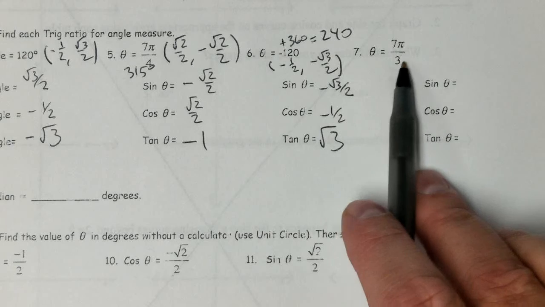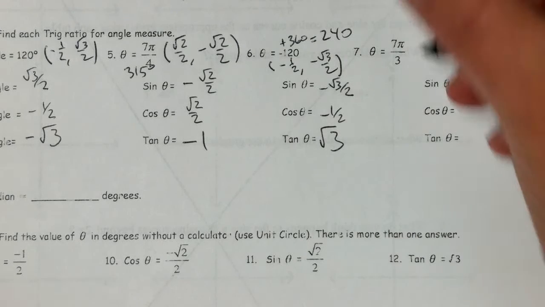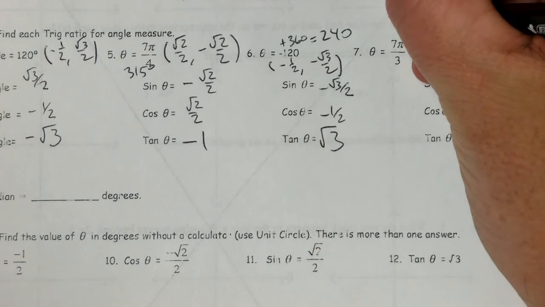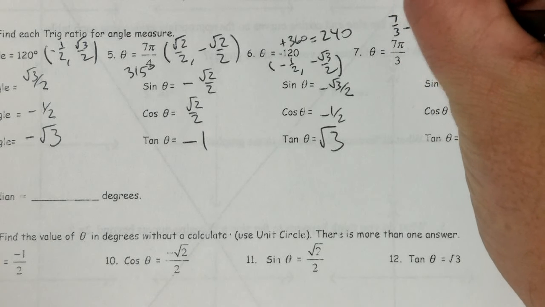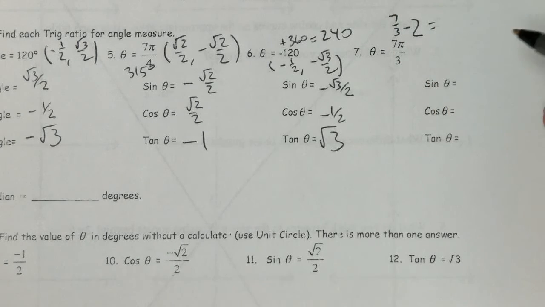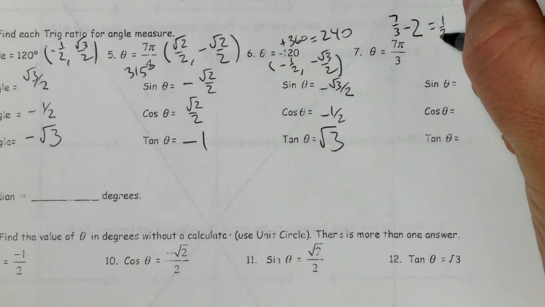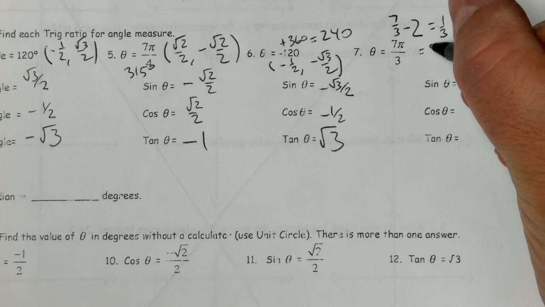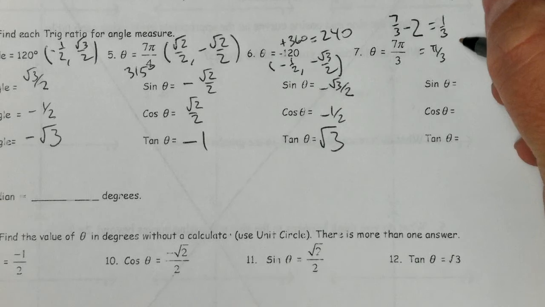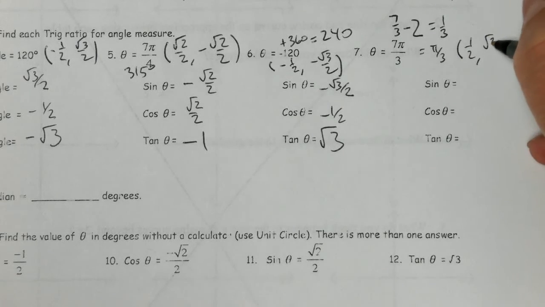Okay, on this one, you have 7 pi thirds. So one way to approach this is to do 7 thirds minus 2, because since 6 thirds is 2, it's looping around more than once, and it's 1/3. So that means pi thirds. So that's 1/2, comma, square root of 3 over 2.